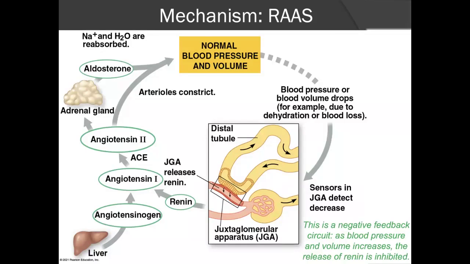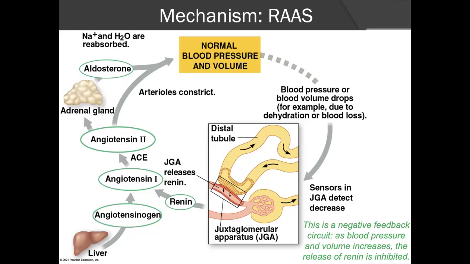When there is a drop in blood pressure or volume, sensors in the juxtaglomerular apparatus will detect this decrease. These specialized cells will then secrete renin. Renin will help to convert angiotensinogen into its active form, angiotensin, specifically angiotensin II. However, renin is involved in the conversion of angiotensinogen to angiotensin I. Angiotensin converting enzyme will then be activated to allow for the final active conversion to angiotensin II.